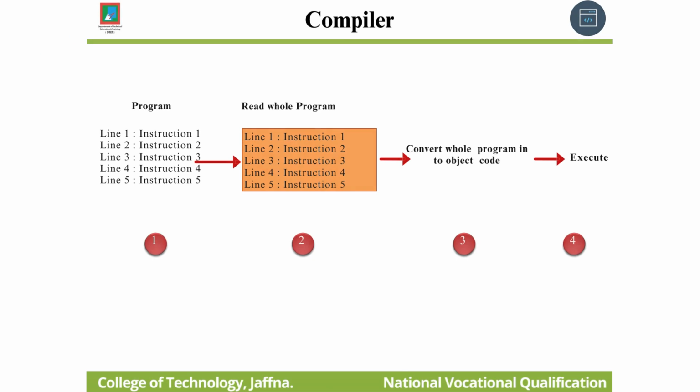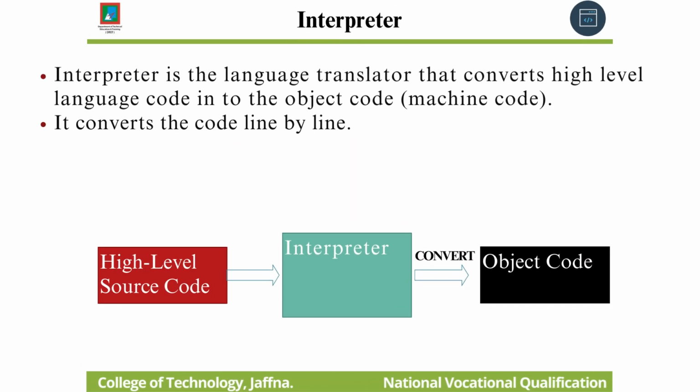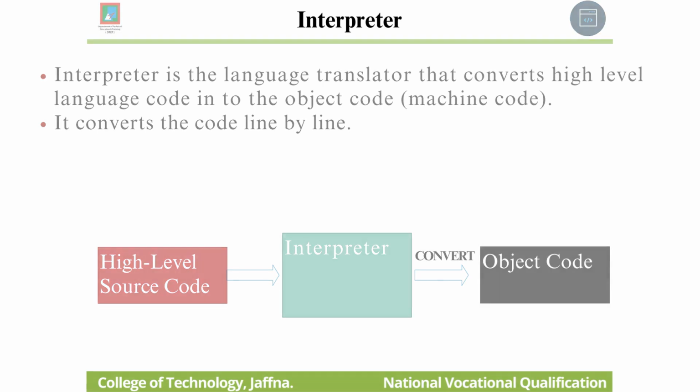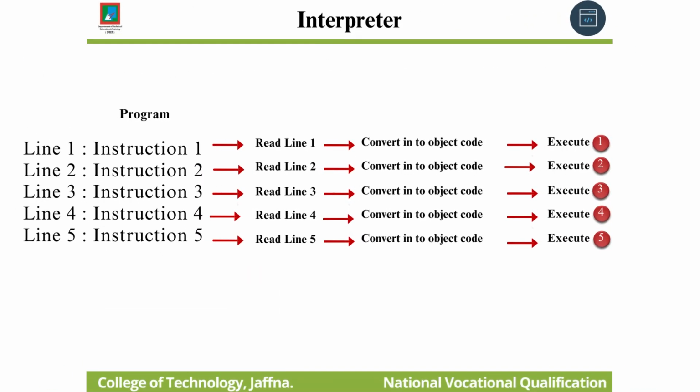Execute. Interpreter. An interpreter is the language translator that converts high-level language code into the object code, machine code. It converts the code line by line. Interpreter: convert into object code, execute.